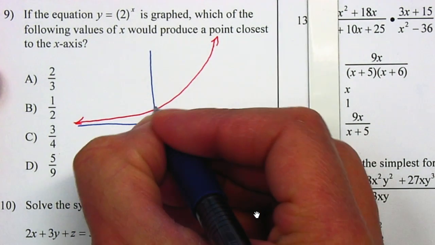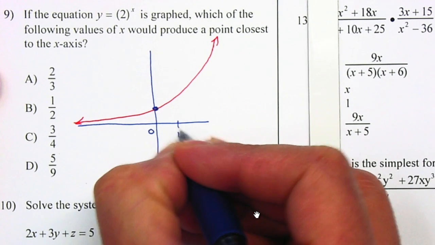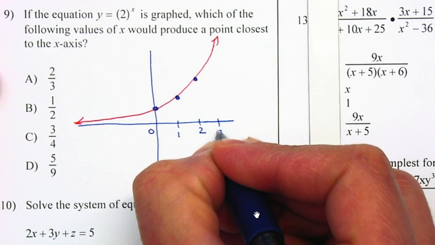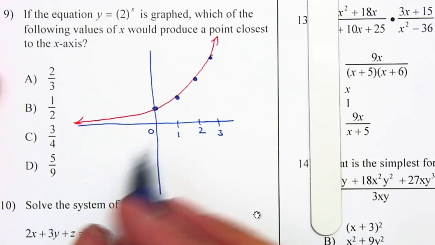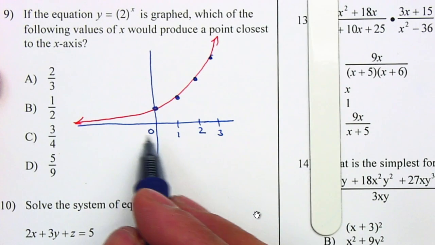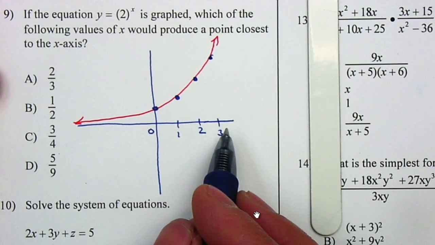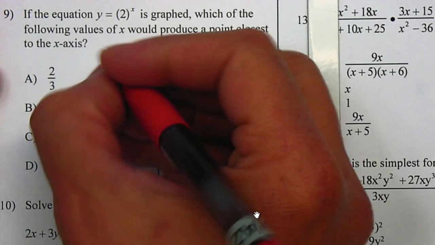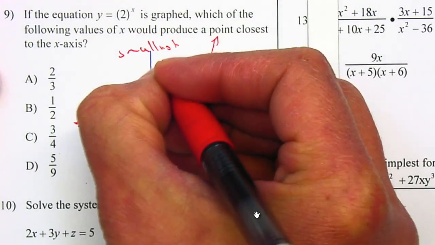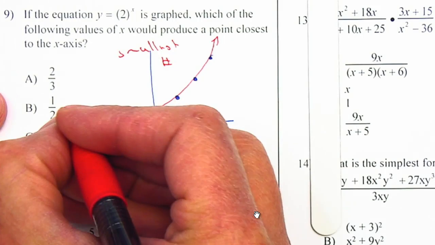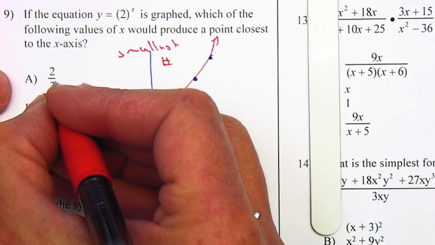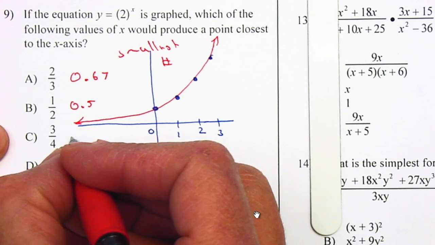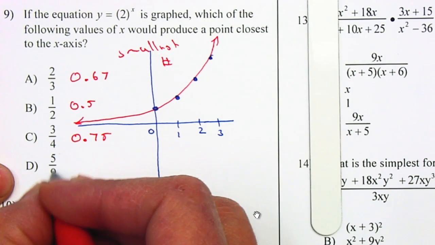Now, if I plug in a 0, I'll get this point here. If I plug in a 1, I'll get this point here. Plug in a 2, get this point. Plug in a 3, I'll get this point. Now, which one will produce a point closer to the x-axis? The smallest number or the bigger number? Correct, the smallest number. So we're looking for the smallest number. 1/2 is 0.5. 2/3 is 0.67 or 0.666. 3/4 is 0.75. 5/9, not sure.